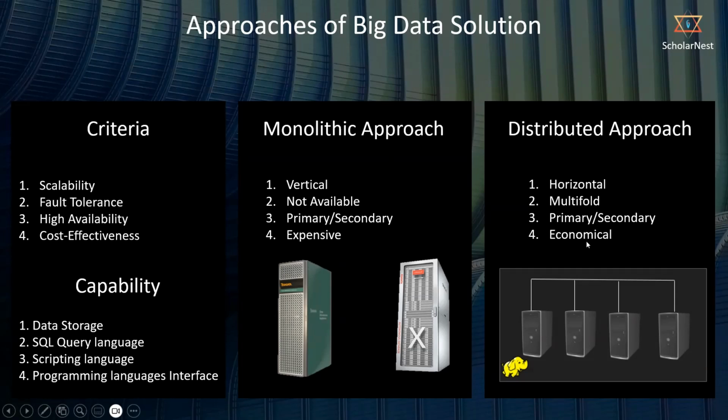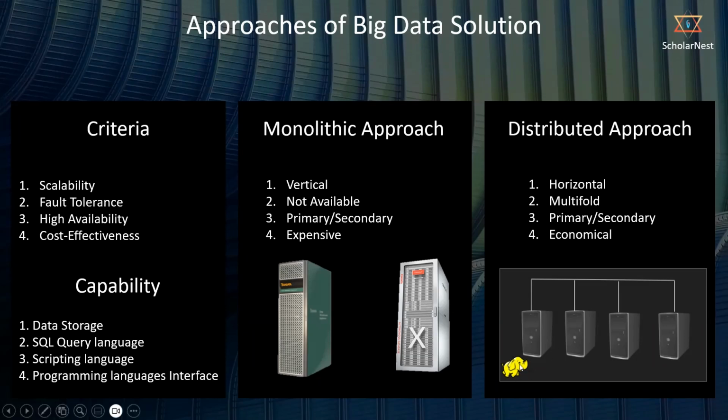These systems were economical. The monolithic ones needed you to invest all the money at once. If you want to buy a system which can store 10 petabytes of data, you will have to invest all the money at once. But these systems allowed you to invest a little, then keep on adding more machines to your distributed cluster as your requirement grows. So they were more economical. So on all the four most critical business criteria, people found that the distributed approach is much better. And that's where distributed systems started evolving faster and businesses started adopting them.